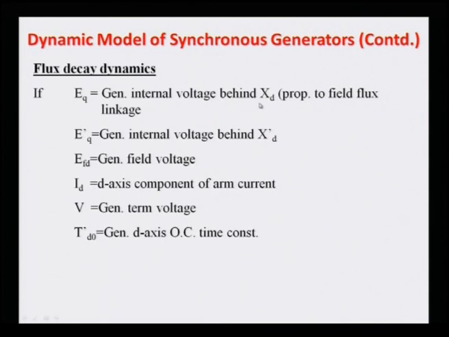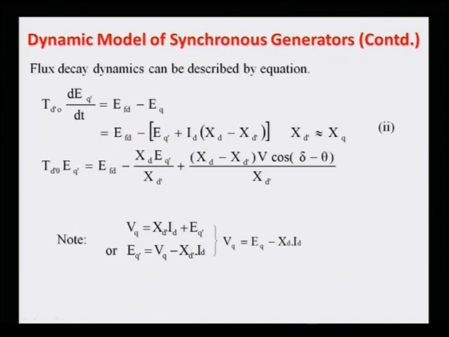So, that dynamics should also be accounted for. E_q is the generation internal voltage behind x_d, and that is proportional to the field flux linkage. E_q prime is the generation internal voltage behind x_d prime, and E_fd is the generation field voltage, I_d is the d axis component of armature current, V is the generator terminal voltage, and T_do prime is the generation d axis open circuit time constant. If these are the terms, then the flux decay dynamics can be described by this equation: T_do prime dE_q prime upon dt is equal to E_fd minus E_q.